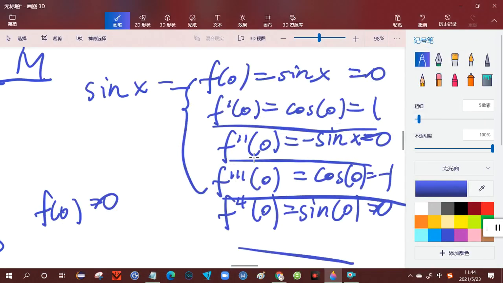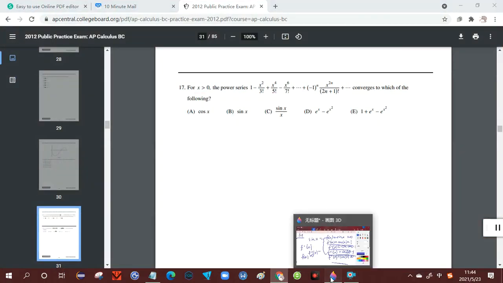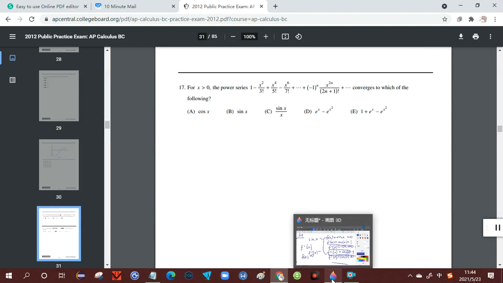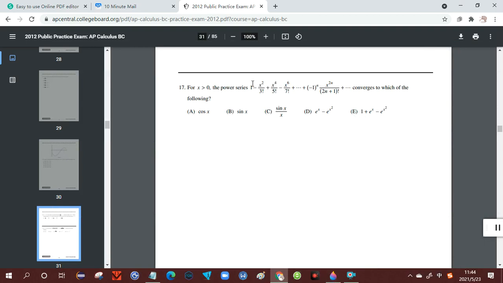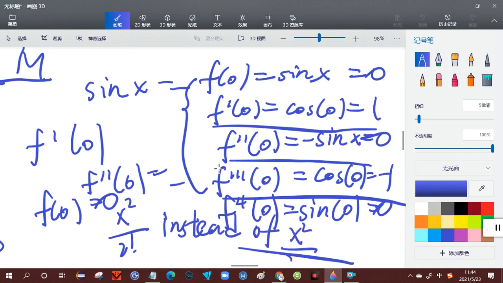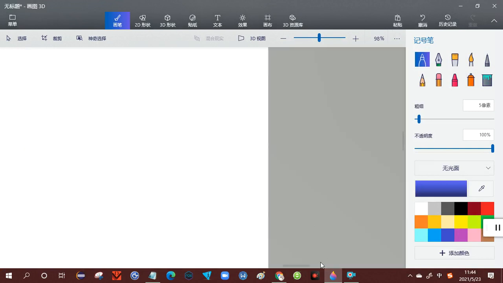What's the next term? f''(0), which is negative cos x, and f''(0) is equal to negative 1. So it's minus x squared divided by 2. This is also not correct. The second term for the cos x is this instead. Therefore, we have eliminated the first two choices.